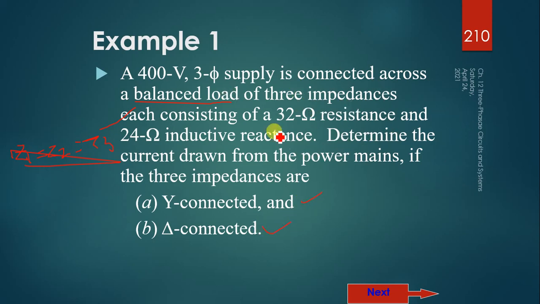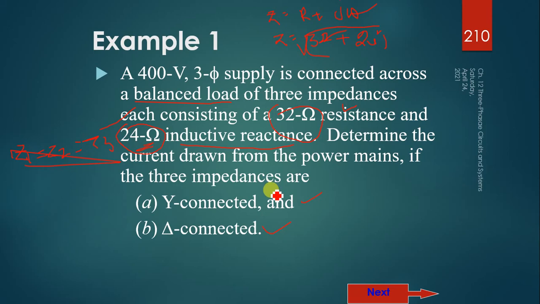In the problem it is also given that the load consists of 32 ohm resistance, R value is given, and 24 ohms inductive reactance. Keep this in mind, inductive reactance is given. That means Z is equal to R plus jX. Z is equal to the square root of 32 squared plus 24 squared. This is what generally it is in practice. Let us check how it can be solved.